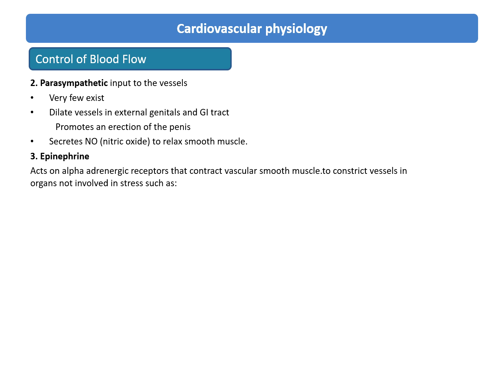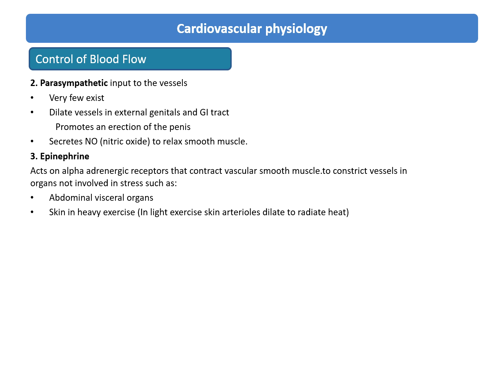Epinephrine plays an important role. It acts on alpha adrenergic receptors that control vascular smooth muscle to constrict vessels in organs not involved in stress, such as abdominal visceral organs and skin in heavy exercise. In light exercise, skin arterioles dilate to radiate heat.